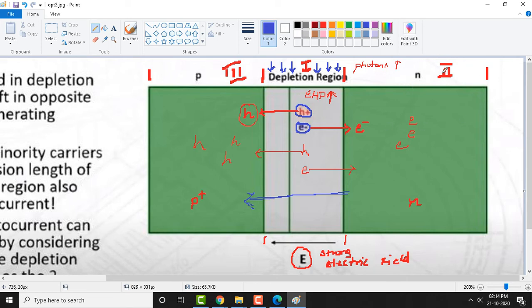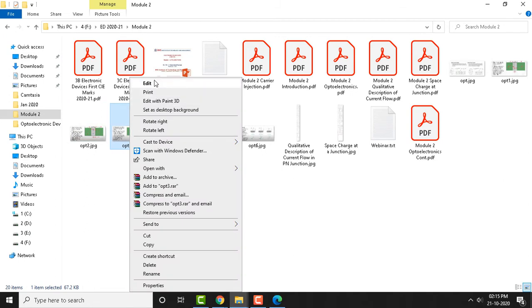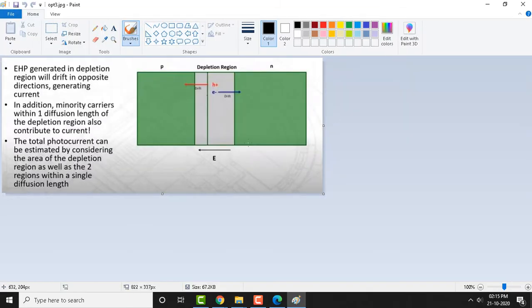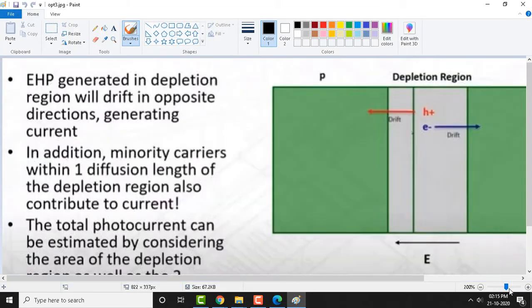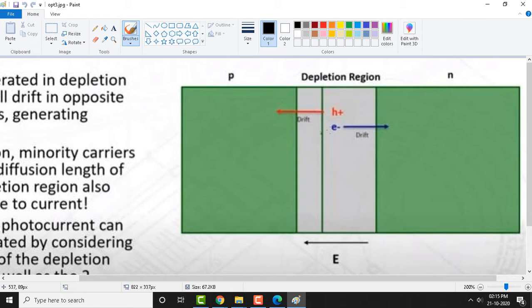Similar things will happen in the neutral N region and neutral P region. That is discussed in the next diagram, so I will just open up the next diagram. The next diagram tells you the field is so strong that it is drifting the hole into the P region and the electron into the N region. This is what you see because of the strong electric field. When the photons create electron hole pairs, the field moves the holes to the P region and electrons to the N region.